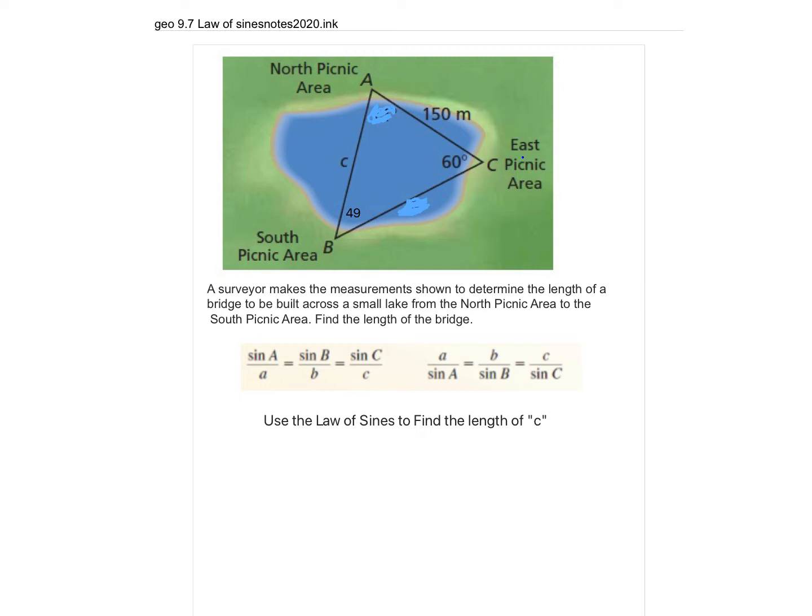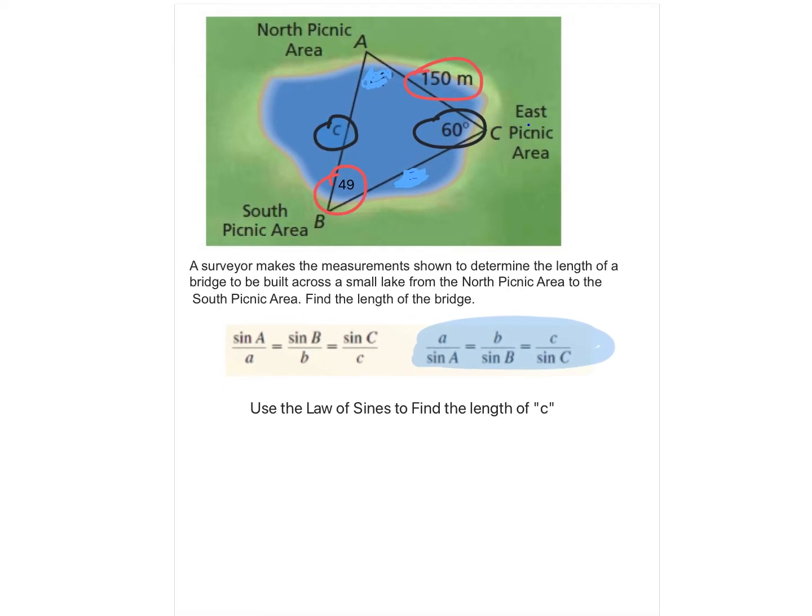Again, we are using these here, A, B, and C on top, not sine of A, sine of B, or sine of C on top, because our missing piece is a side length. And we want our missing value to be in the numerator when we go to solve. So if we look, C and 60 are across from each other, and then we have 49 and 150 are across from each other. So we're going to have C divided by the sine of 60. That's our side length.